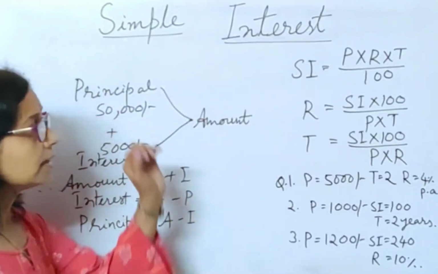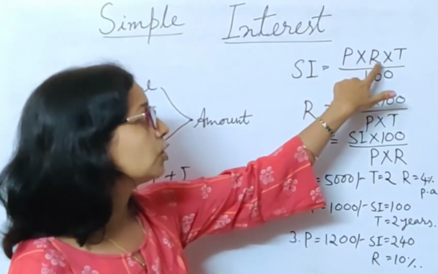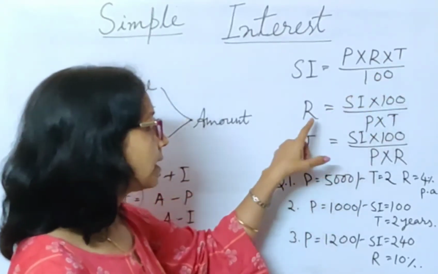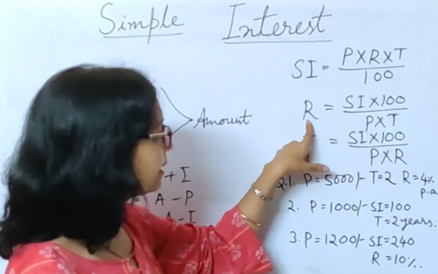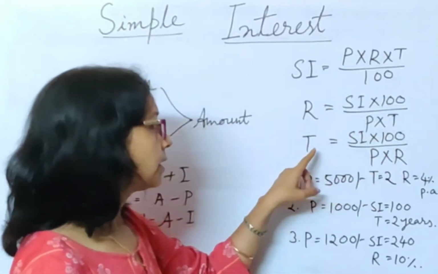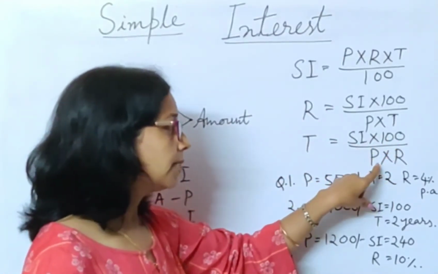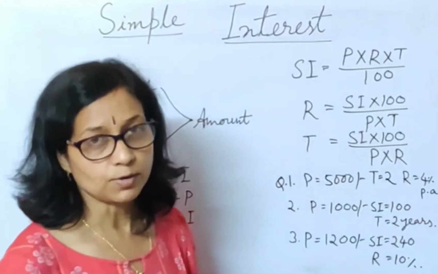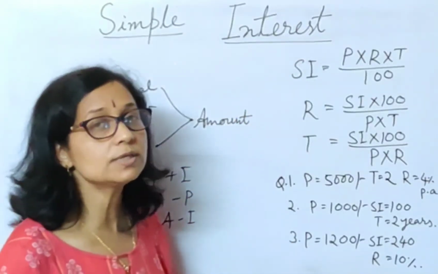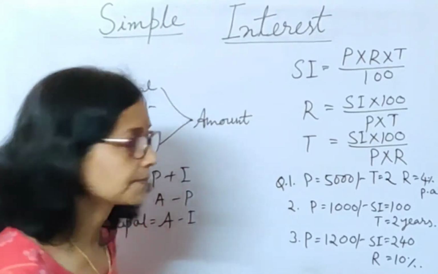So you can see here I have written the formula to find simple interest: principal into rate of interest into time period, divided by 100. Now how to find rate of interest? Rate of interest is simple interest into 100 by principal into time. Now how to find time period? It is simple interest into 100 by principal into rate of interest. So let us understand how these formulae are used with some examples.